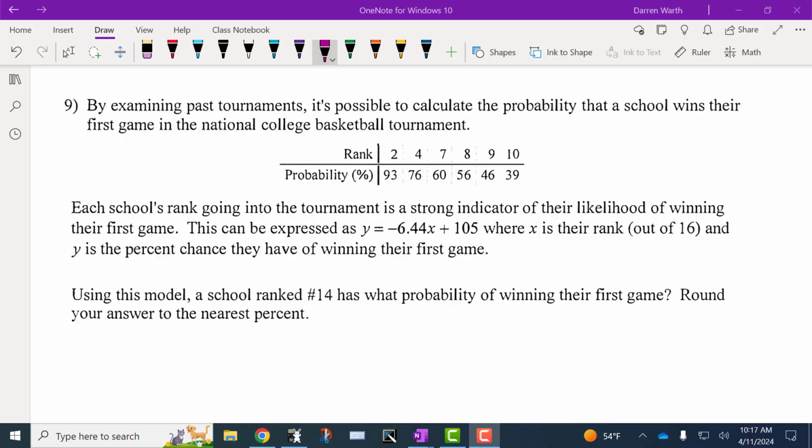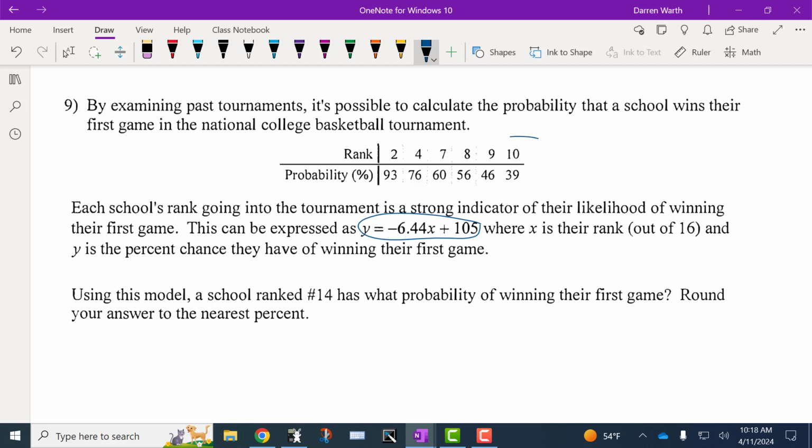Okay, on number 9 on your Chapter 12 review, it says, by examining past tournaments, it's possible to calculate the probability the school wins their first game in the National College Basketball Tournament. Each school's rank going in the tournament is a strong indicator of their likelihood of winning their first game. This can be expressed as y equals negative 6.44x plus 100.5, where x is their rank out of 16 and y is the percent chance that they have of winning their first game. Using this model, the school ranked number 14 has what probability of winning their first game? Round your answer to the nearest percent.